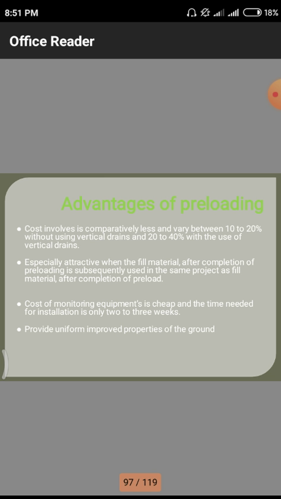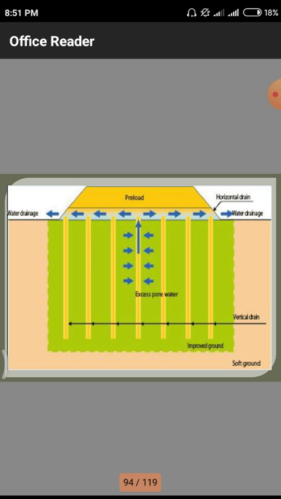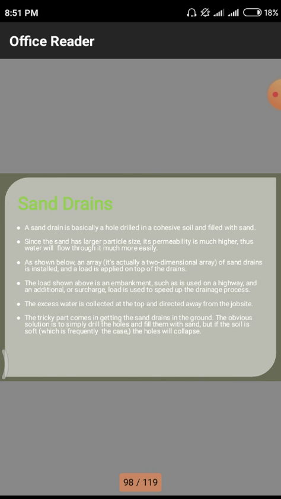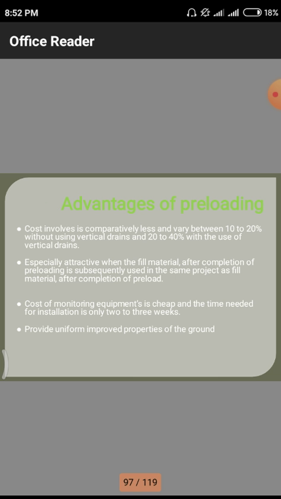It is 10 to 20% cheaper without using vertical drains, and 20 to 40% with the use of vertical drains. That means the cheapness varies between 10 to 20% without using vertical drains. Once again, I will show this picture. We have a total of 3 plus 7 vertical drains employed in this structure. This is only one cross section. If we have n number of layers, we need to multiply this 7 with n, so we have 7 into n vertical drains for the section, so we have to employ different vertical drains in the fields.